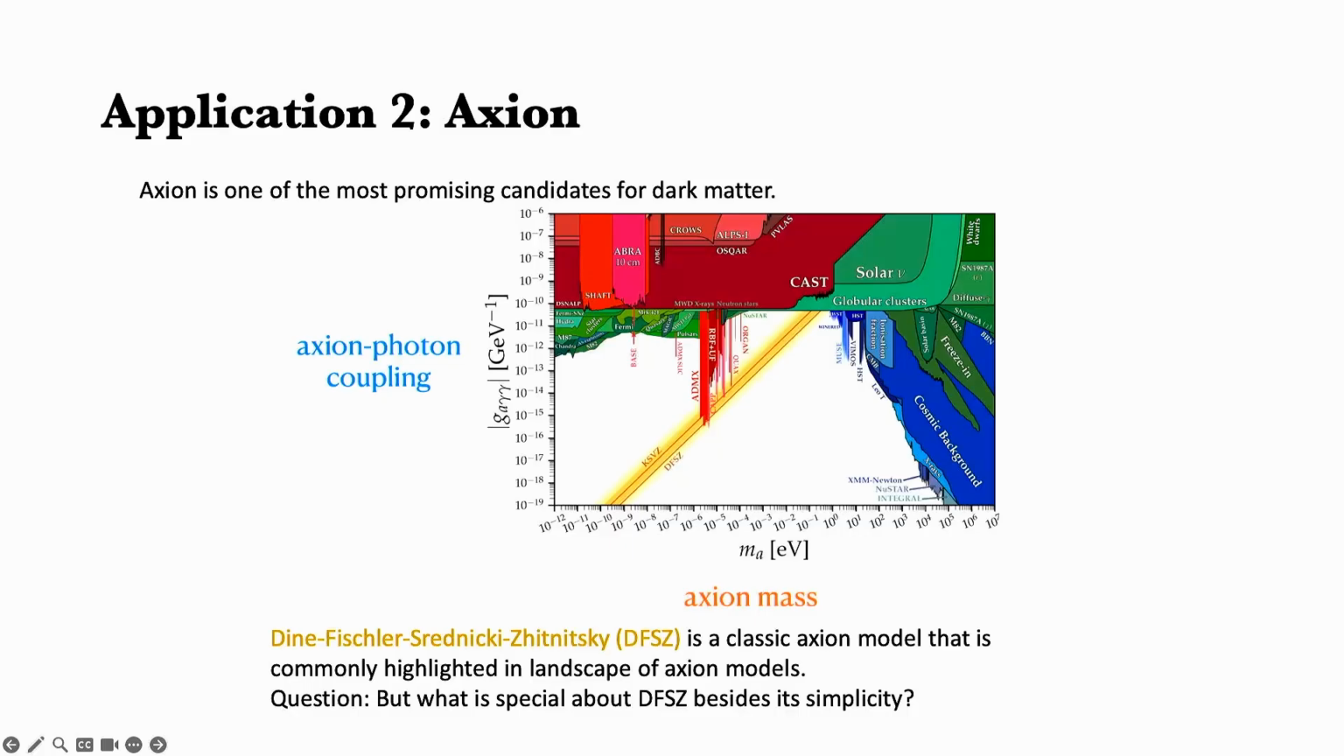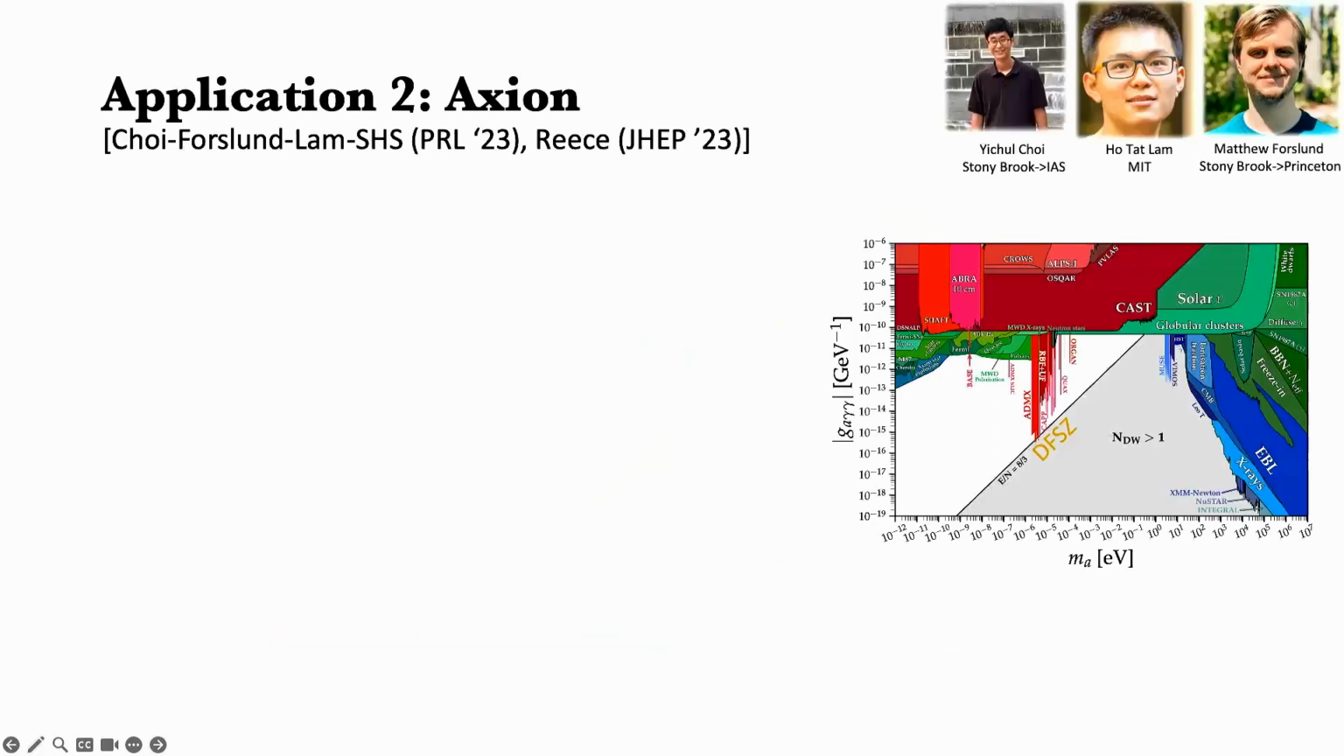And it was never really clear to me what's really distinguished about this line. Of course, it has some connection to do with grand unified theory, but is there something fundamentally distinguished about the DFSZ? So in these papers I wrote with my former student Ichiro and my collaborator Hotta and another student Matthew Forslund from Stony Brook, and also there was an independent paper by Matt Reece, we found that there's actually something physically distinguished about the DFSZ line.